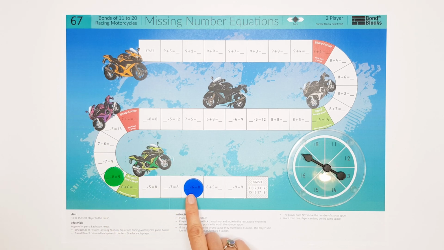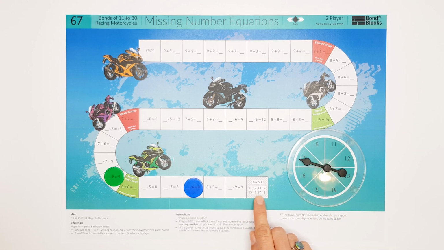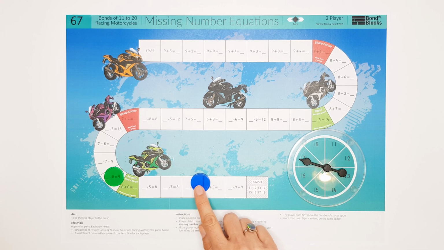It's now the blue player's turn. If they spin 11 or 18, they have to move there. Any other spin and they will win. And they did. They spun 17. And the next 17 means that they are the winner. Now it's your turn.